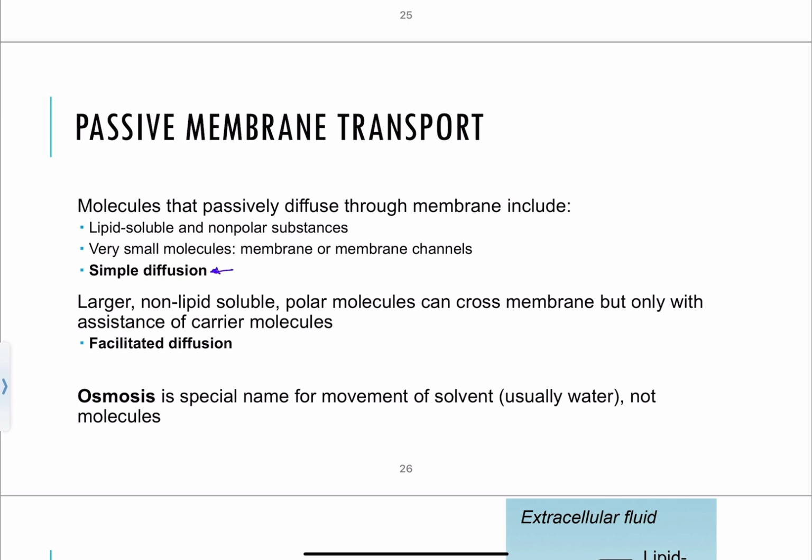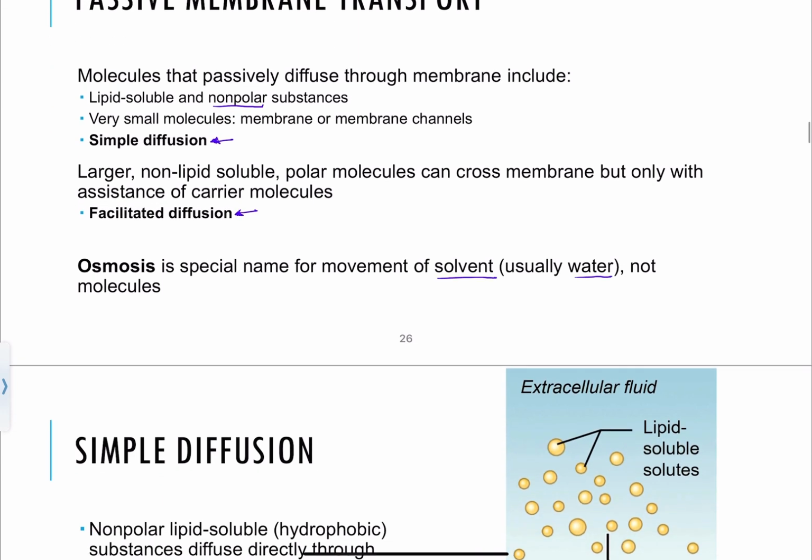They can squeeze between that phospholipid bilayer if they're really small, and if they're lipid soluble and nonpolar, that matches the inside of that phospholipid bilayer where those fatty acid tails are, so they can directly cross the plasma membrane. If they're a little bit larger and they're not lipid soluble or they're polar, they can cross the membrane, but they're going to need some help of some sort of protein, at which point we're going to have facilitated diffusion. And then osmosis, we're only talking about the movement of the water or solute, and I'll talk about that in a little bit because I don't want to confuse you right now.